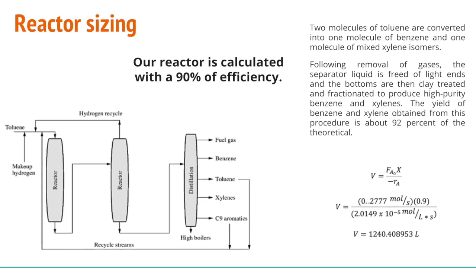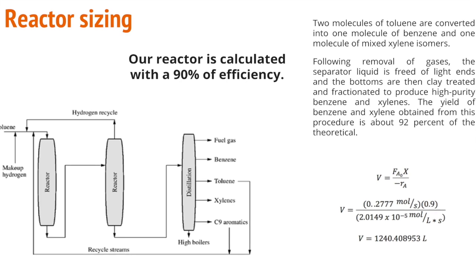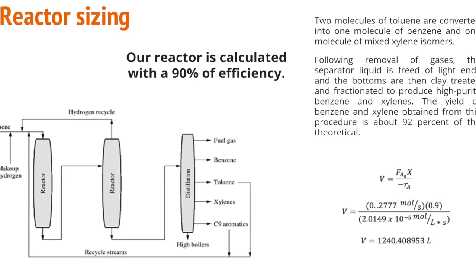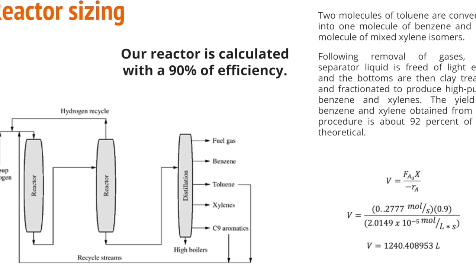One of the most important assumptions made in our process was the conversion, because our reactor is calculated with 90% efficiency, and we know in the industry not all the processes can have a high conversion.